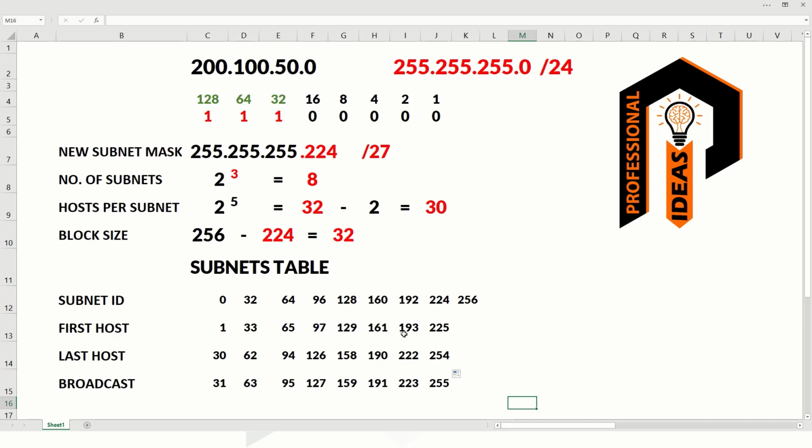Now let's start /28, /29 and /30. For /28, we will have to borrow 4 bits. Now subnet mask will be 255.255.255.240, and by following the procedures in previous example, we will get subnetting table of /28.